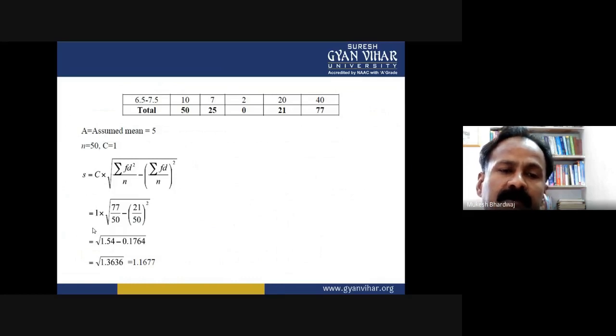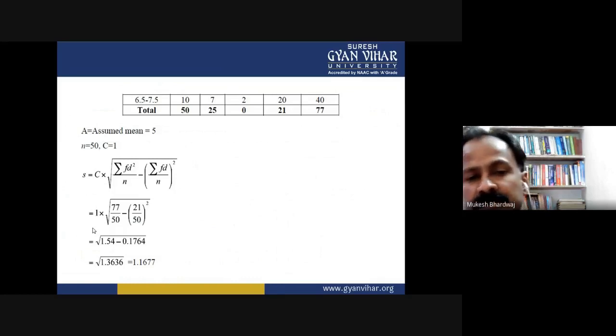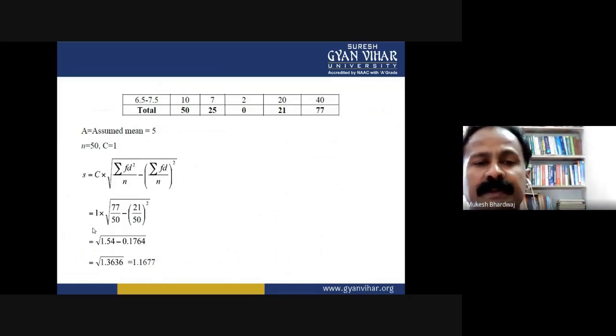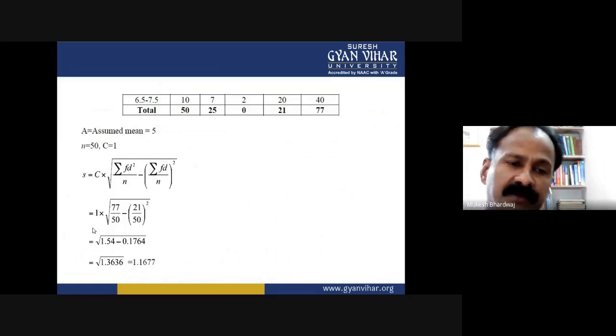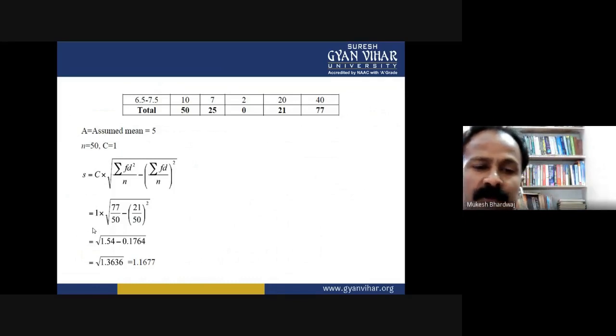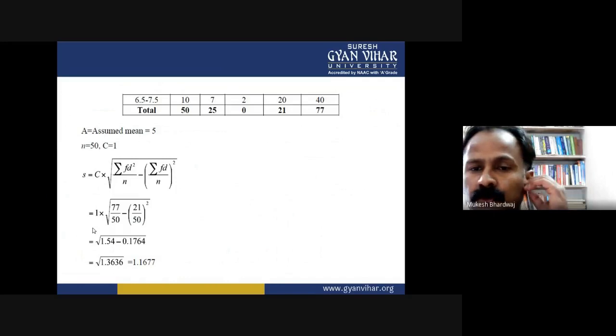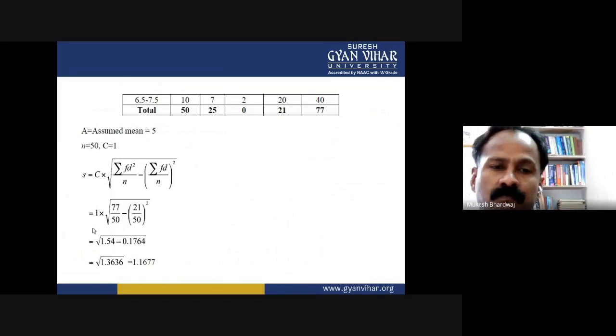While putting in values and doing the calculation, care must be taken. When you put all the data in the formula for the standard deviation for class distribution type data, for the above example, the standard deviation comes out to be 1.1677. So this is all about the standard deviation, and we have seen examples of standard deviation for all three types of data.